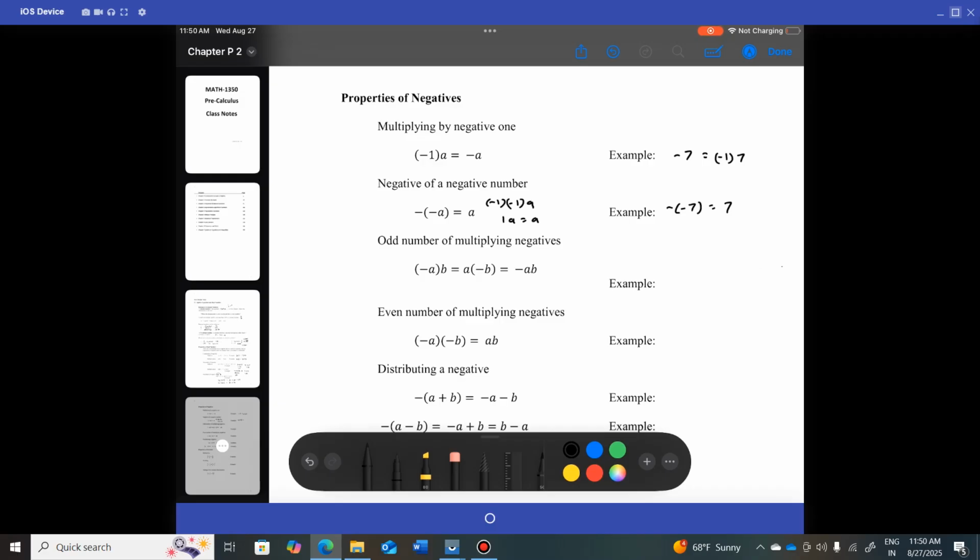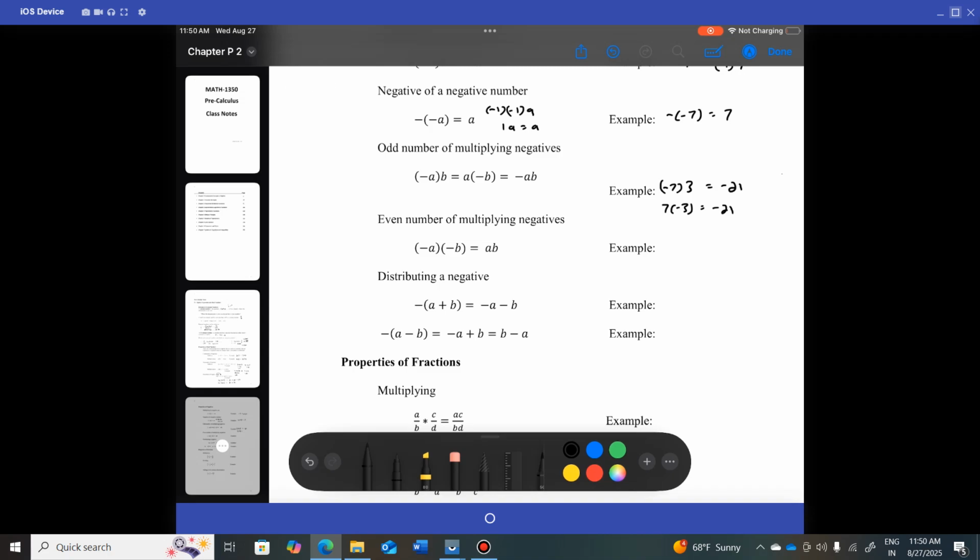Okay. A negative number times a positive number gives you a negative value. So -7 times 3 gives me a -21. Or 7 times -3 gives me a -21. Basically, odd number of negatives gives you a negative value. Even number of negatives will give you a positive value. So -7 times -3. You really can look at this as -1 times -1, which is 1, and then 7 times 3, which is 21.